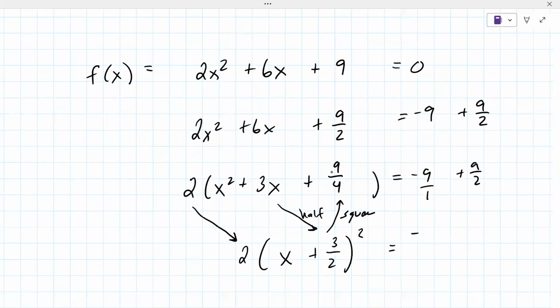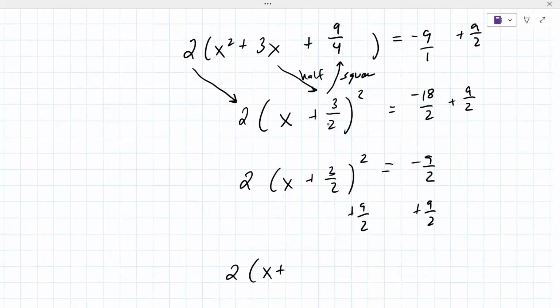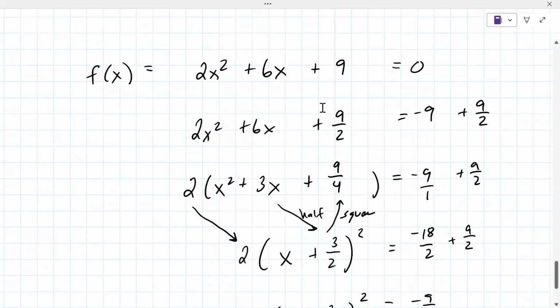A little fraction work here. This is minus 18 over 2 plus 9 over 2. It ends up being minus 9 over 2. And then you add that back to the other side here. This one's tough when you've got fractions and all that stuff, but the thing that you're missing, and that's really the key, is half. Half is what goes in here. You square it to go back in here. And if there's a number out in front, whether it's 2 or -1 or whatever, and you multiply in, that's where you get back to some of this.